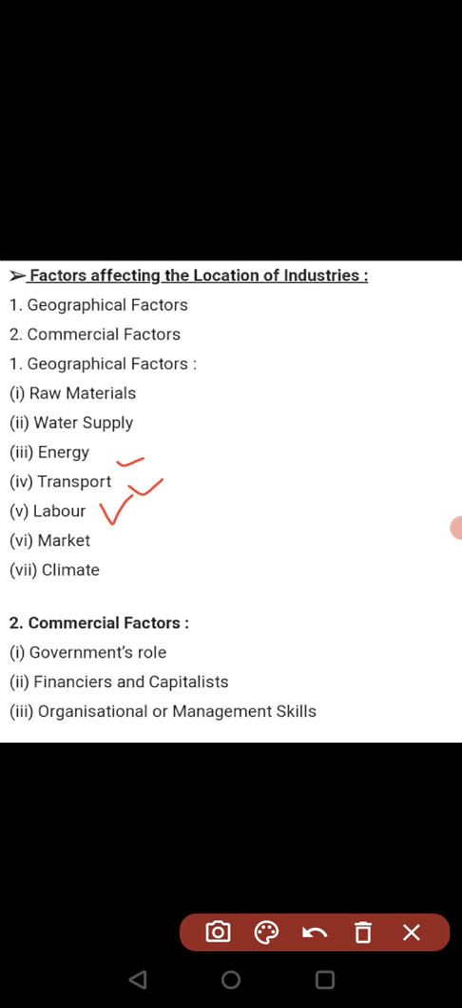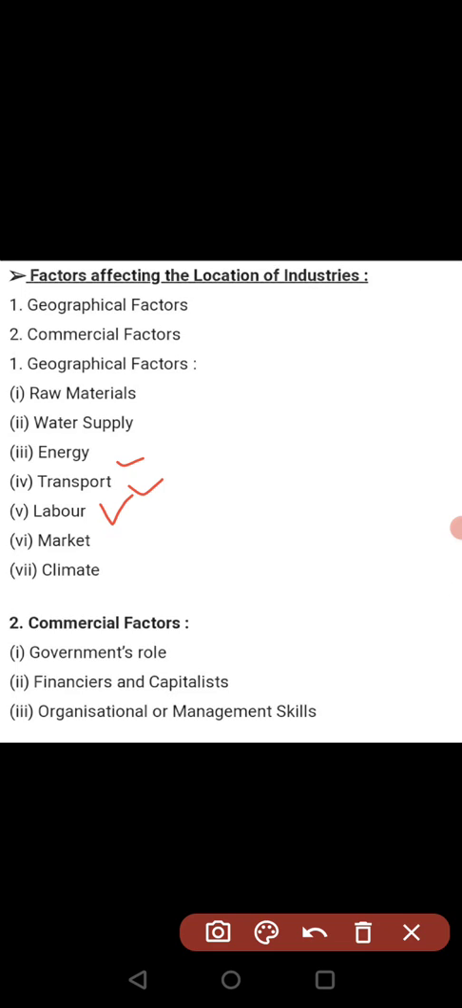run an industry. Like the cotton textile industry, it's never located in a very dry climate because the thread can break frequently in a dry climate. So it needs a moist climate to be located. Fine. So these were some factors.